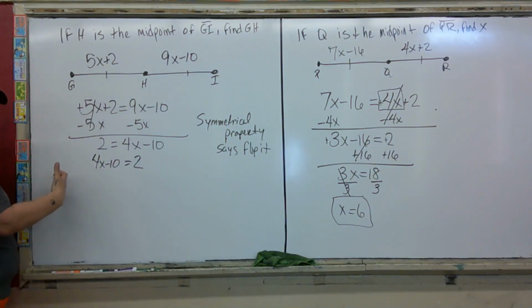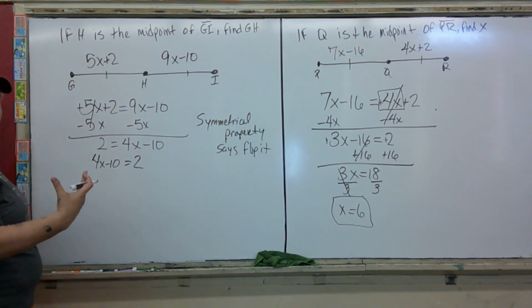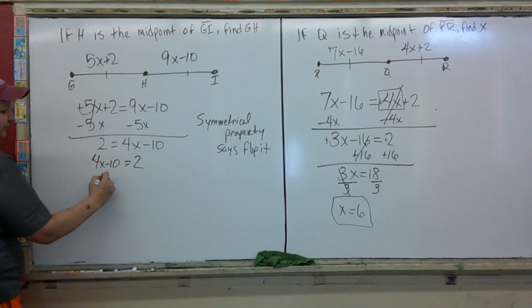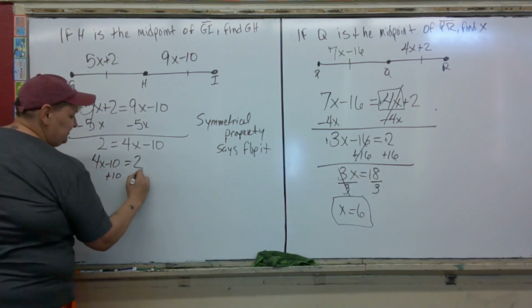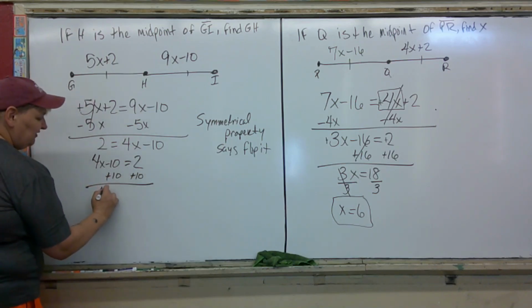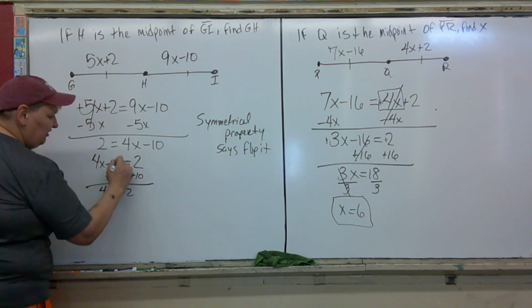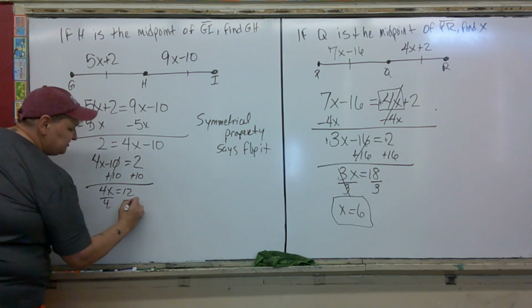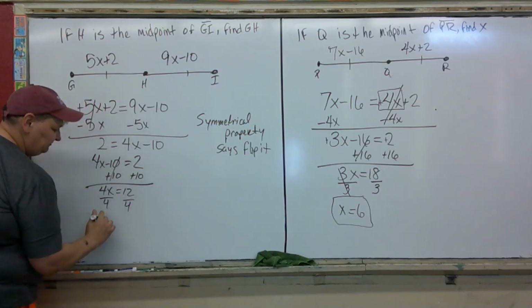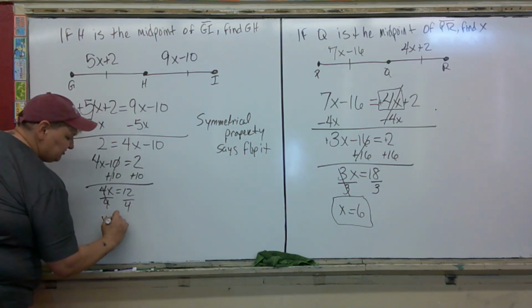The variable is on the left. This is why I like the variable on the left. It just makes more sense in our brain, right? So we're going to add 10 to both sides. 4x equals 12. Divide both sides by 4. X equals 3.